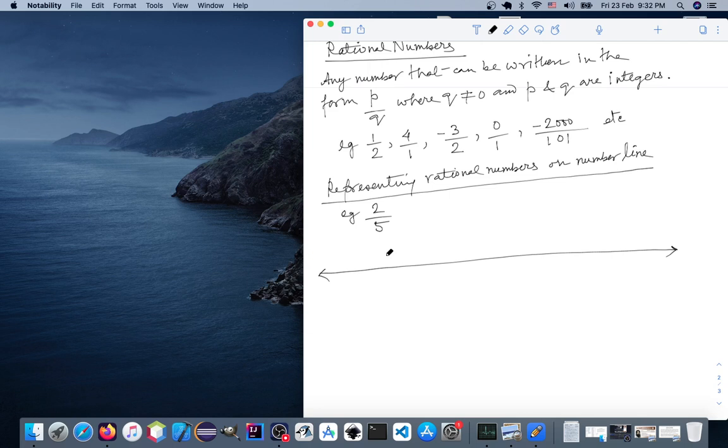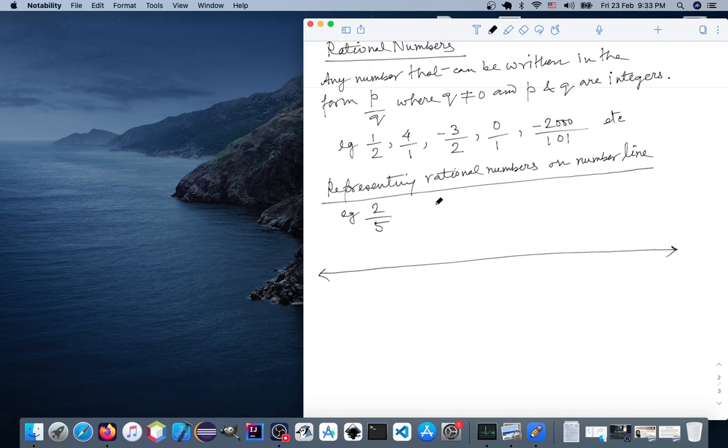So what does actually 2 by 5 mean? It is a fraction. It means if we divide a unit distance into 5 equal parts, then 2 by 5 actually means 2 such equal parts together makes the value 2 by 5.